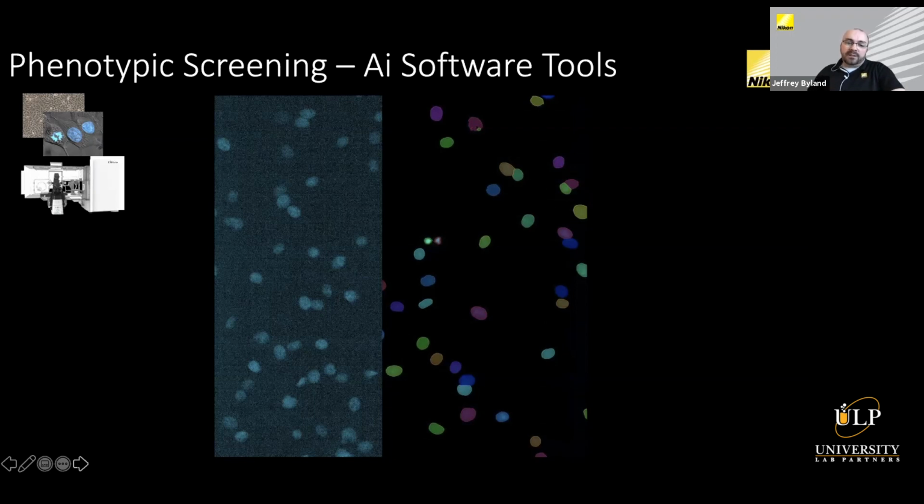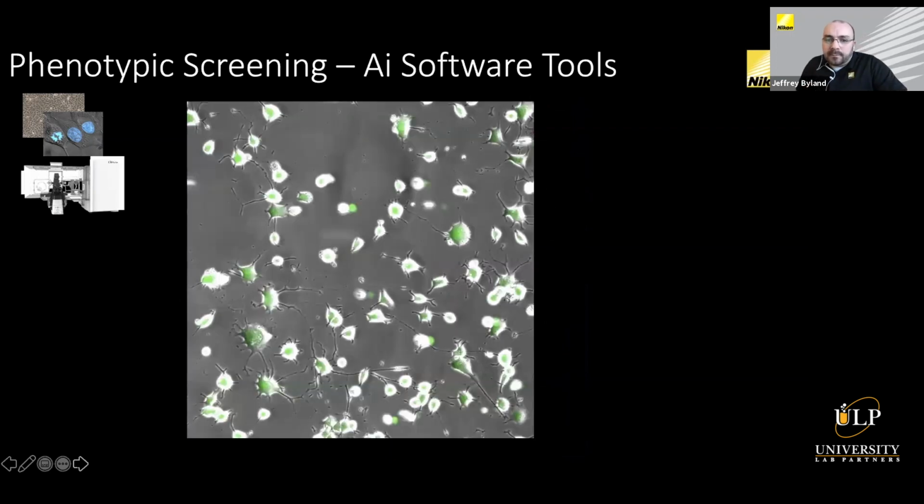And then if we advance to the next slide, then we have another example of what we can do with AI software tools. Here, we're looking at neurons. And if we advance again on the slide, we can see that networks can be found. And this would be very difficult for a human to trace all of these, spending a lot of time and effort tracing these and measuring their length.